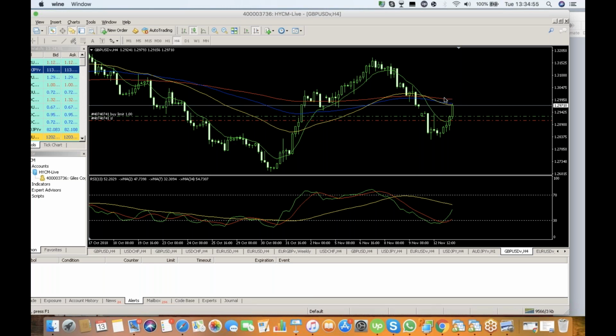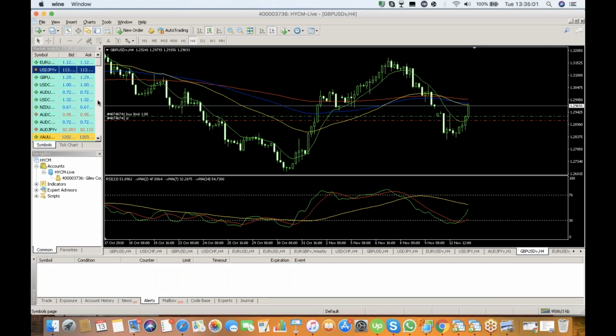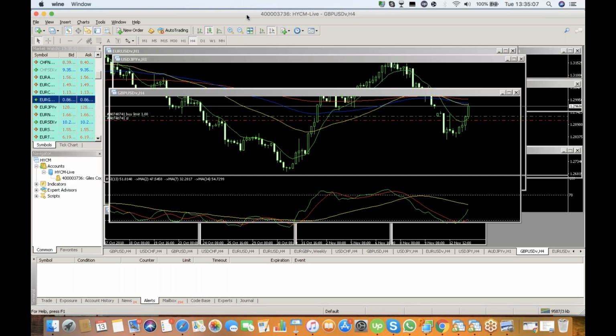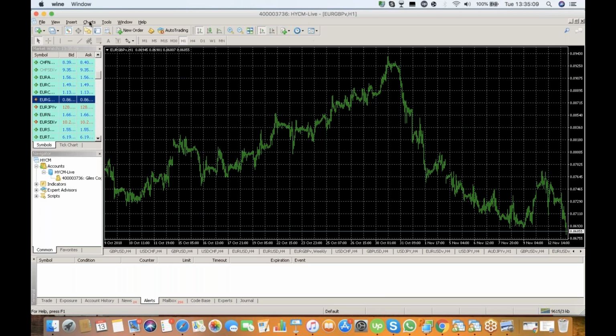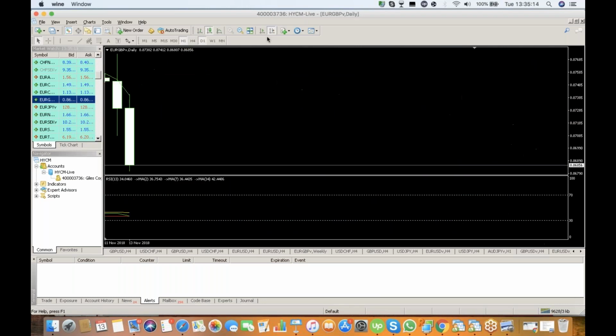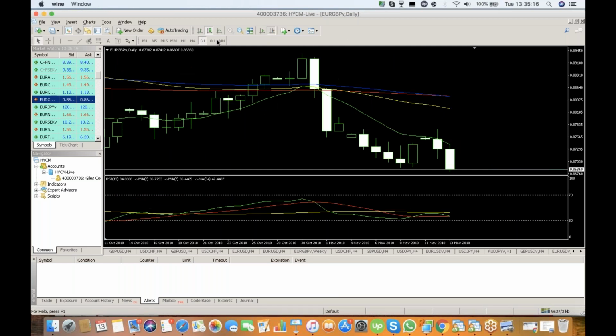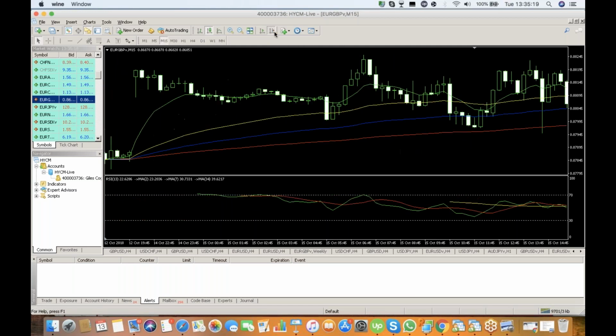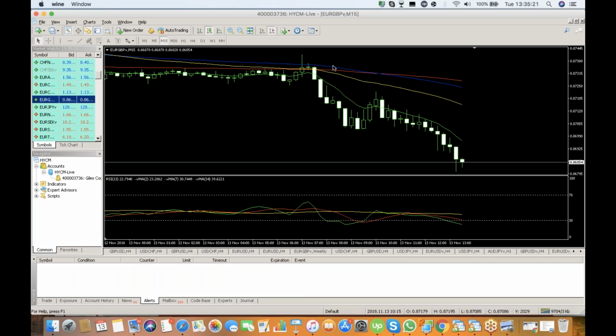Okay, so let's now look at the euro pound pair and see if that's in a slightly more technically better position for us. So we're going to the euro pound. We all identified, didn't we, that the euro pound was a clear sell. Look, you can see how the market is confirming what we're analyzing. We're in a clear downward trend on the 15-minute chart.